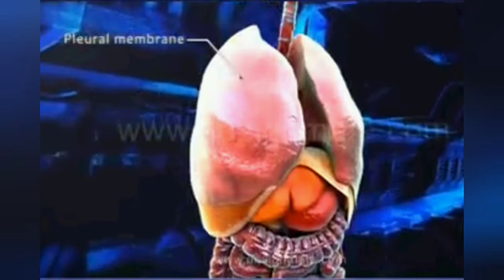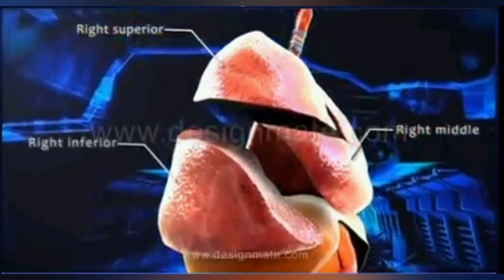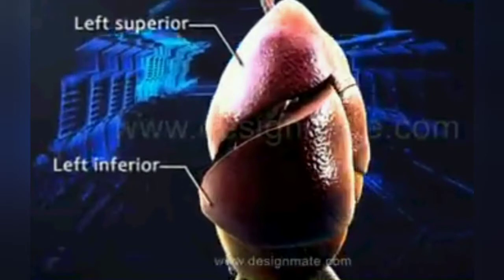The lung has two parts, the right part and the left part. The right lung is divided into three lobes: the right superior, right middle and right inferior lobe. The left lung is smaller and has only two lobes: the left superior and the left inferior lobe.